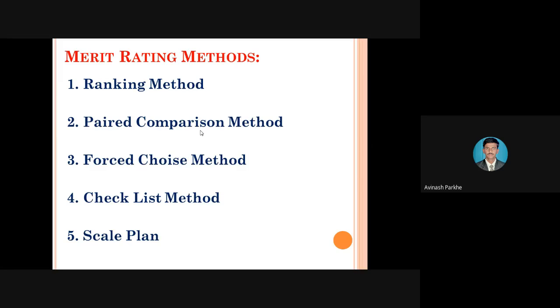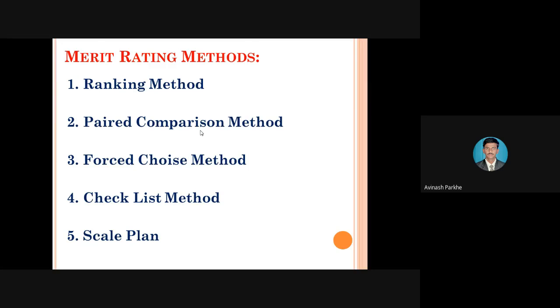So that particular method is called the forced choice method, where the standard statements are defined by the industry. Based on that particular statement, the behavior of the operator will be checked. And this task is totally performed by the rater.